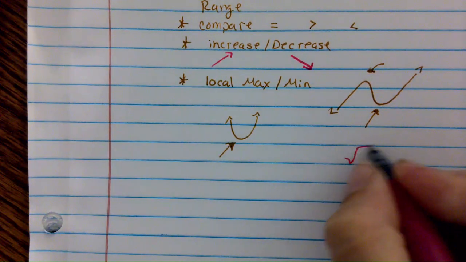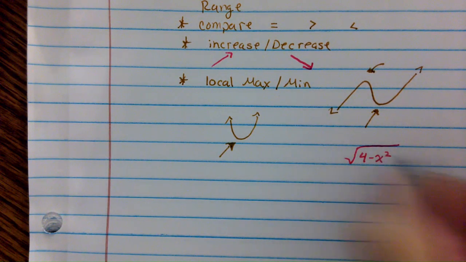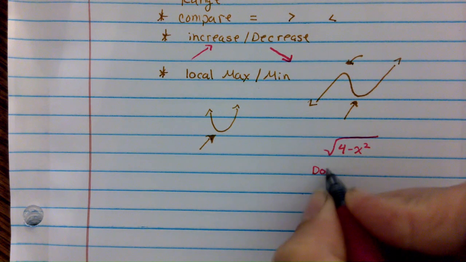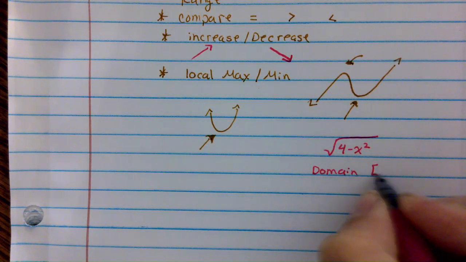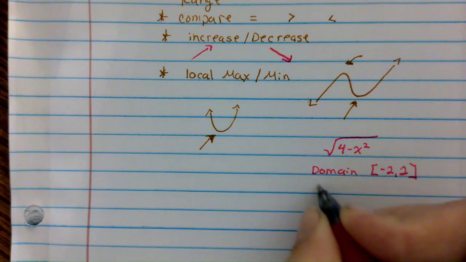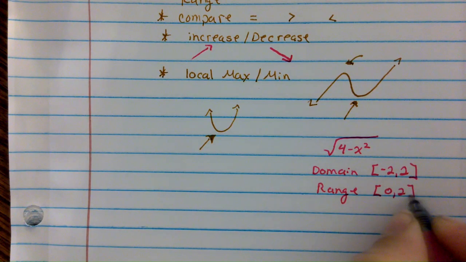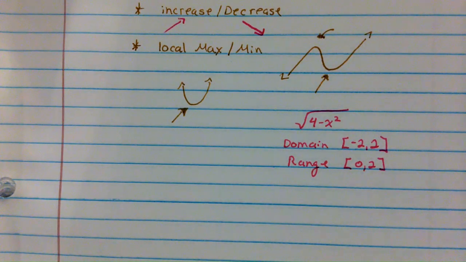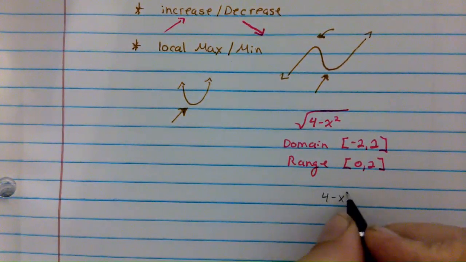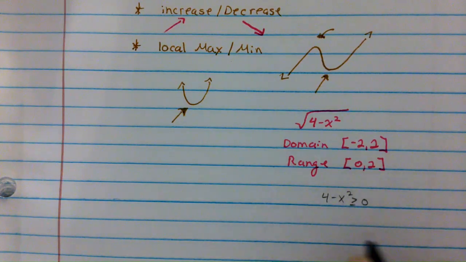So for this, we wound up with a domain, negative 2 to 2, and a range, 0 to 2. Why was the range positives? Well, they only utilized the positive square root. Why was this negative 2 to 2? Well, we know 4 minus x squared had to be greater than or equal to 0. So 4 had to be bigger than or equal to x squared. So that means 2 had to be bigger than or equal to the absolute value of x.